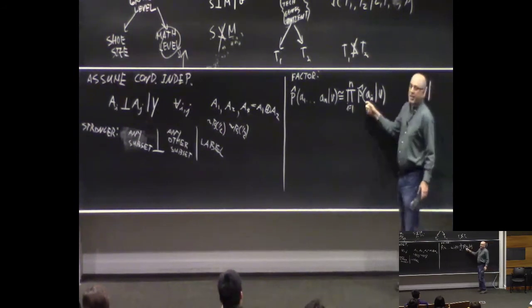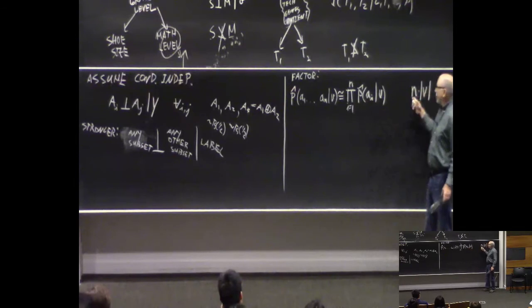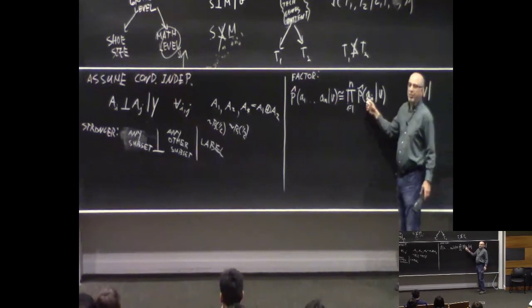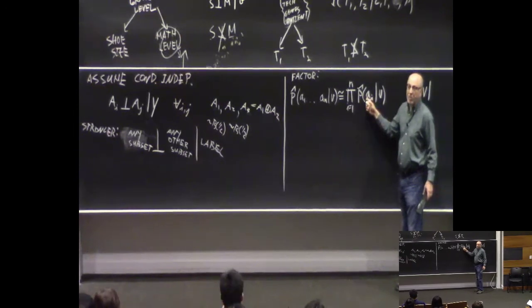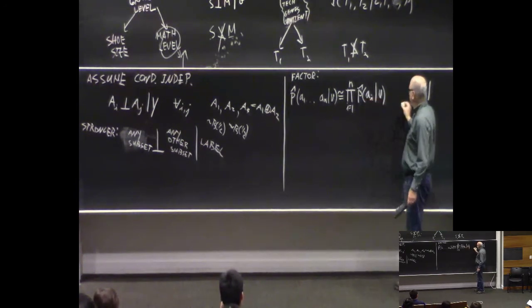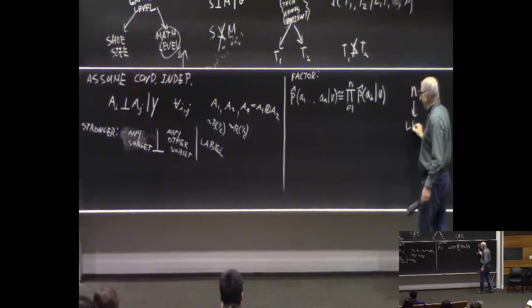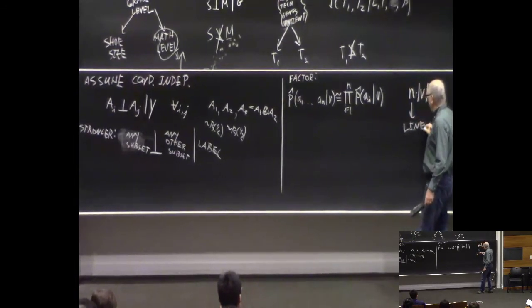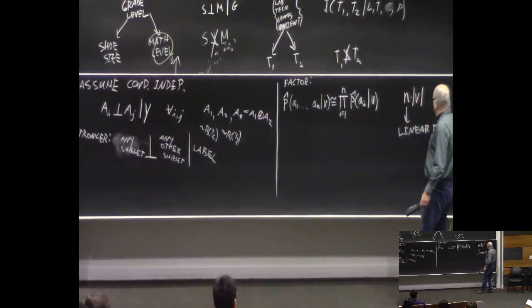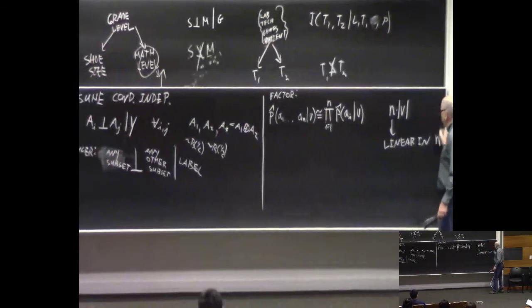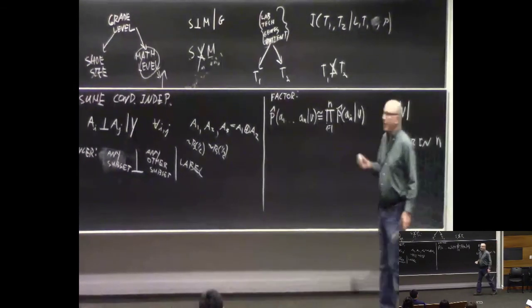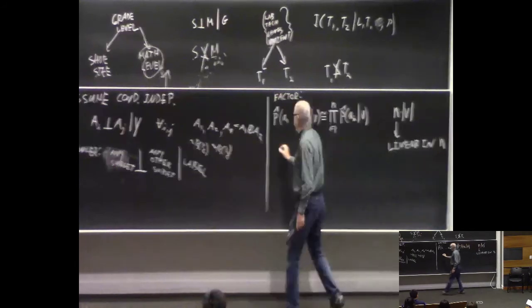And if these AIs are not binary, then it won't be n, right? If every one of these has 10 possible values, then I have to estimate 10 parameters with 9 degrees of freedom for each one of them. But in general, more general than this, it's linear in the number of covariates. This is the crux of this method, which is called the naive Bayes method.